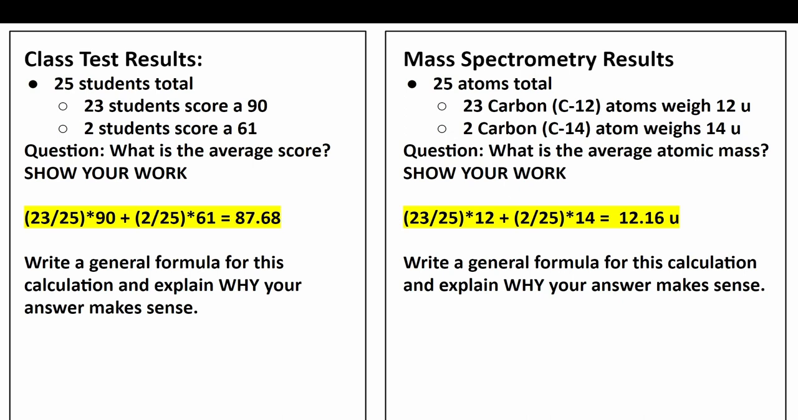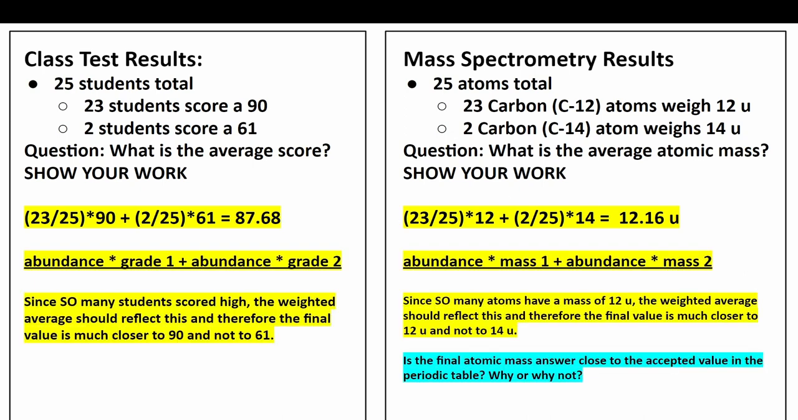And that is when I asked them to write a general formula for each of these questions. A general formula for the calculation and explaining why their answer that they computed actually makes sense. Here I'm showing you my wording of a formula, and the term abundance was definitely a struggle for my students. They were more familiar with words like proportion or ratio. Proportion and ratio are terms that they are more familiar with from their math classes.